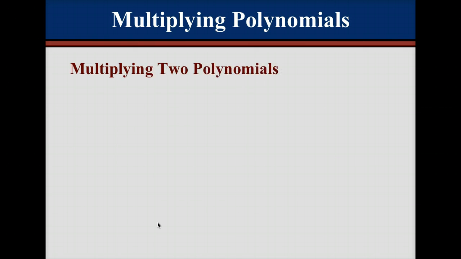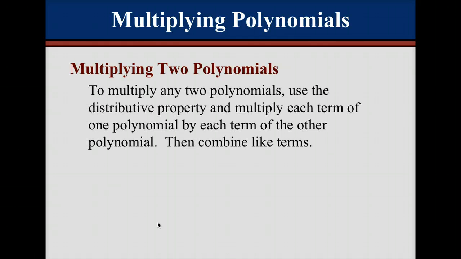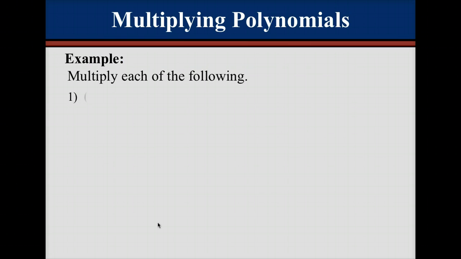Multiplying two polynomials. To multiply any two polynomials, you're going to use the distributive property, and we'll multiply each term of one polynomial by each term of the other polynomial, and then combine like terms. So what does this look like?